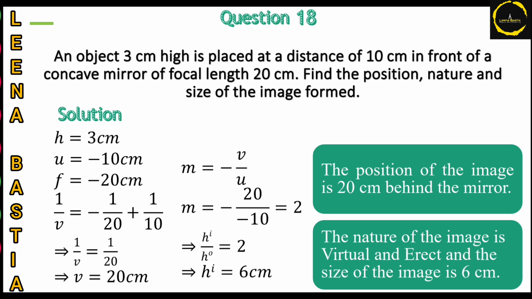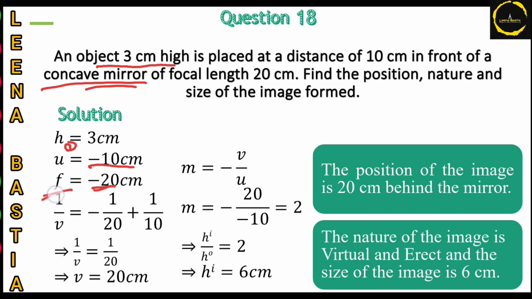So the object is 3 centimeter high, so HO is 3 centimeter. Now this object is placed at a distance of 10 centimeter in front of a concave mirror of focal length 20 centimeter. It is again a concave mirror case, so just keep in mind what the nature could be, whether it is a real one or a virtual one, and then proceed further. Now U is always minus, so it is minus 10. Because it is a concave mirror, the focal length is minus 20. Now we have to find the value of V.